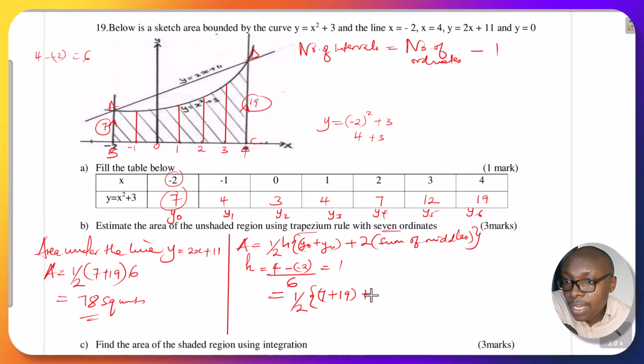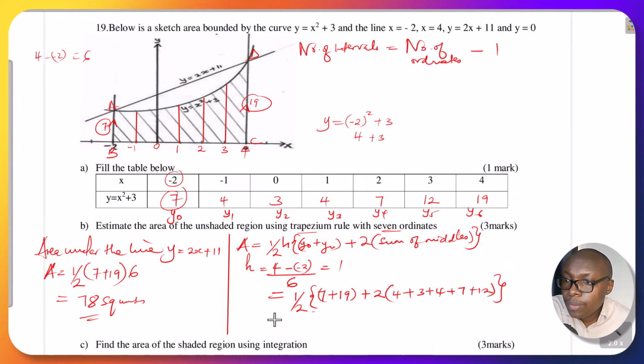Like that. Then plus twice the sum of all the other middle terms from 4. So you have 4 plus 3 plus 4 plus 4 plus 7 plus 12 plus 7. So 4 plus 3 plus 4 plus 7 plus 12. Like that. So I've included everything.